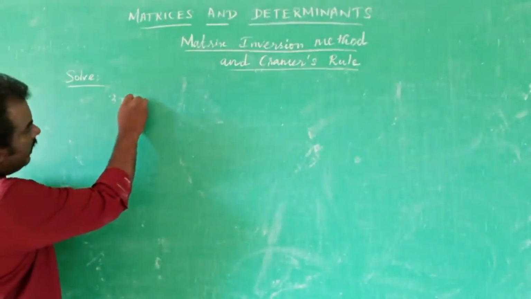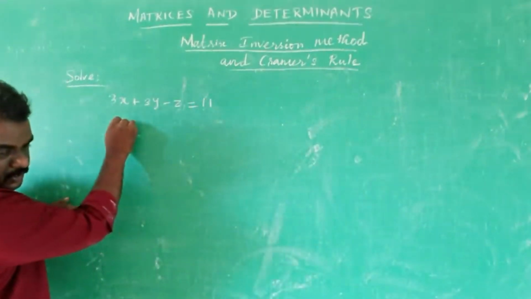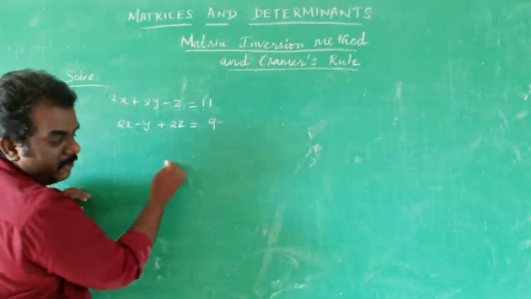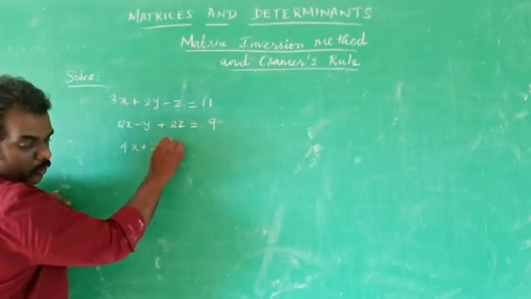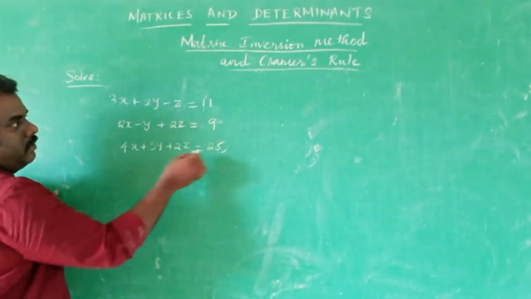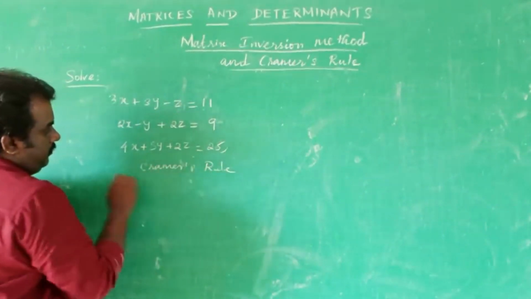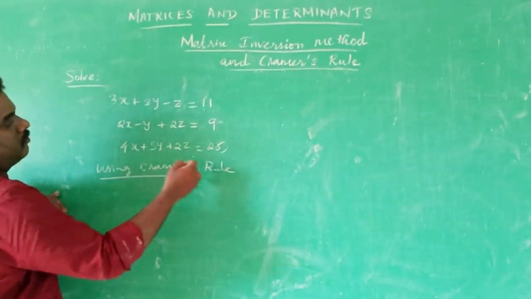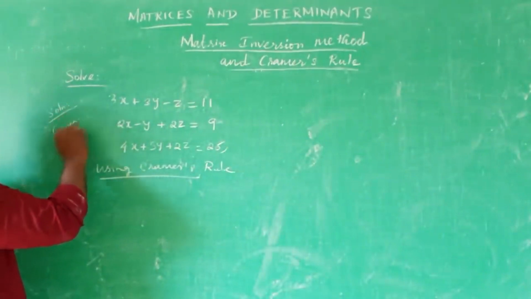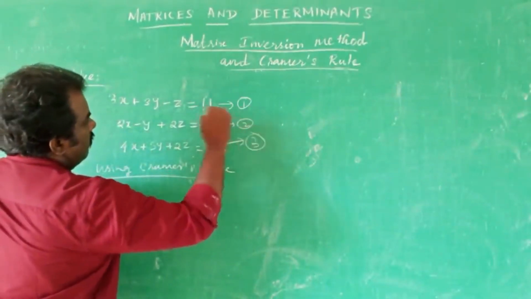Solve 3x + 3y - z = 11, 2x - y + 2z = 9, and 4x + 3y + 2z = 25 by using Cramer's rule. The solution: take the given equations as equation number 1, equation number 2 and equation number 3.